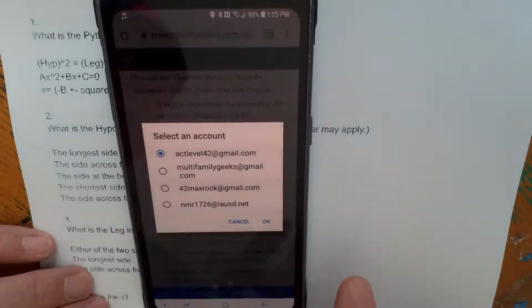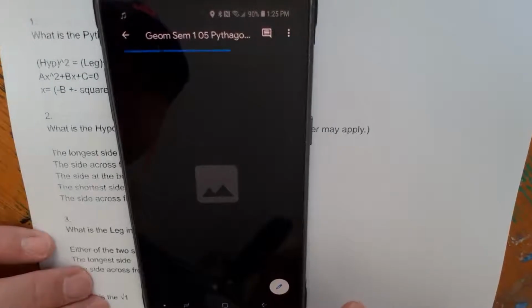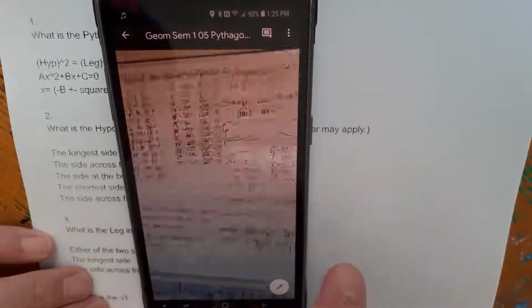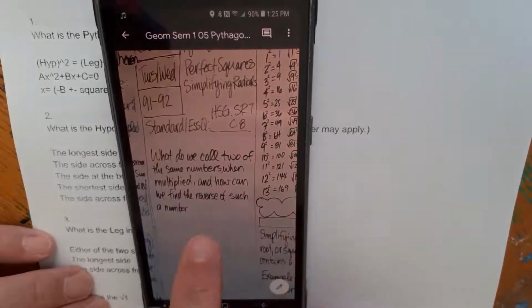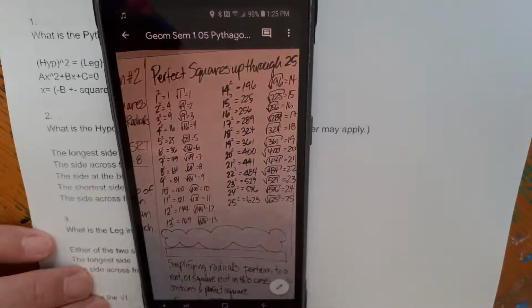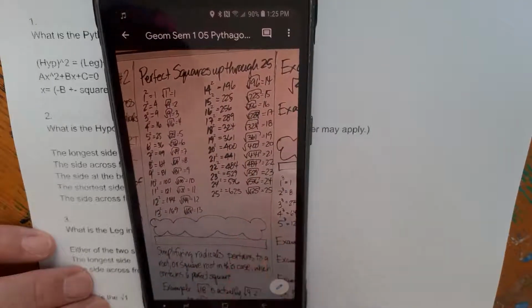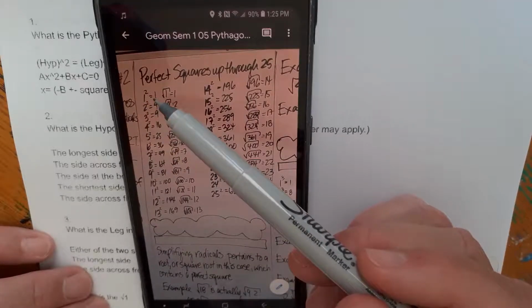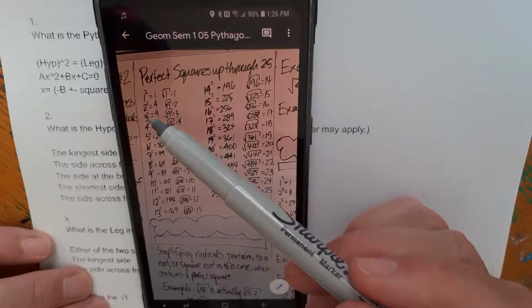So we're going to click Notes. Fair warning, sometimes I have to load it twice. Nope, loaded the first time that time. So what are we talking about? We're talking about perfect squares and square roots, right? What's a perfect square? Well, if you take 1 and square it, you get 1, 2 and square it, you get 4, 3 and square it, you get 9.